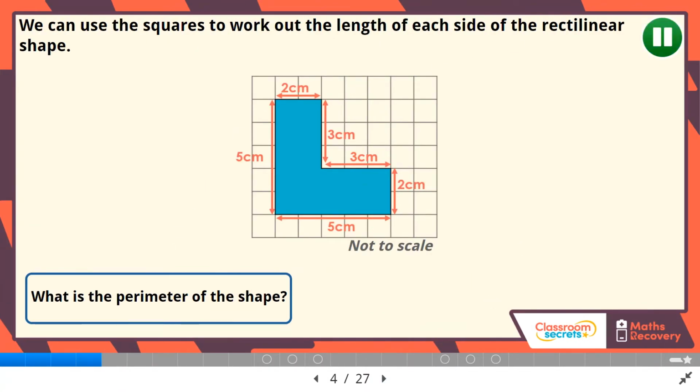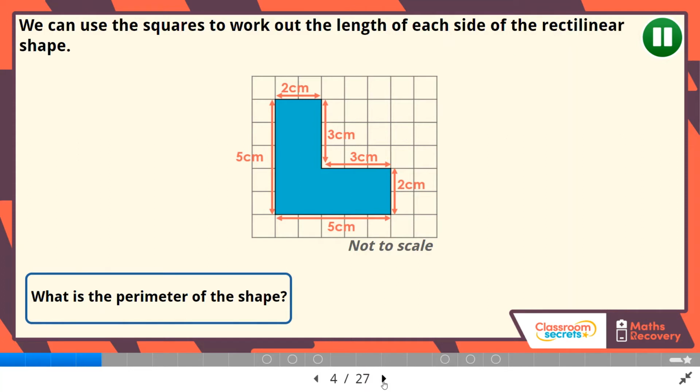We can use the squares to work out the length of each side of the rectilinear shape. Each square has the length of 1 centimeter. We can use this information to help us to work out the length of each side because we can count the number of squares that each side is made up of.